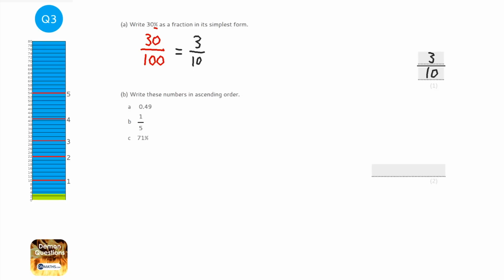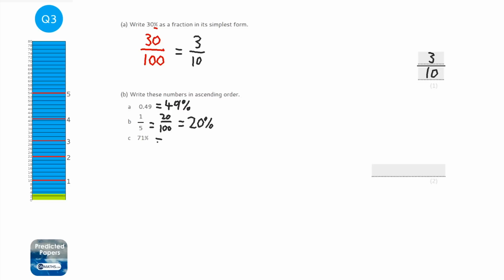Now for this next question, we need to convert these all into the same thing. By far the easiest thing to convert them all into is percentages. So we don't need to do anything with C. For A, all you need to do is times it by 100. Any decimal, you just times by 100, it makes it a percentage. So that's 49%. Now with this one, we make it so that the bottom is 100. So what I'm going to do is times top and bottom by 20. And then, as I said in the question A, percent just means per 100, so that's just 20%.